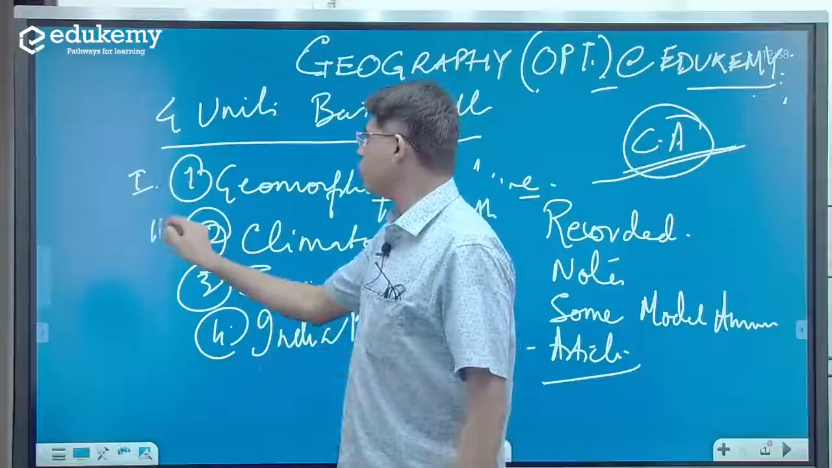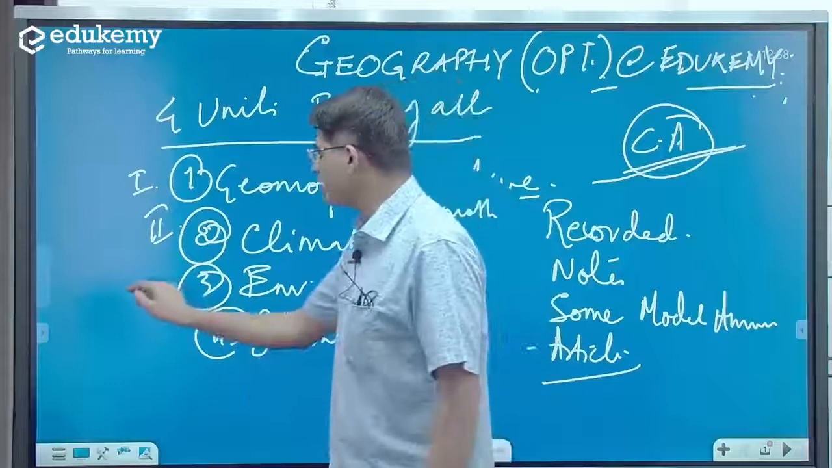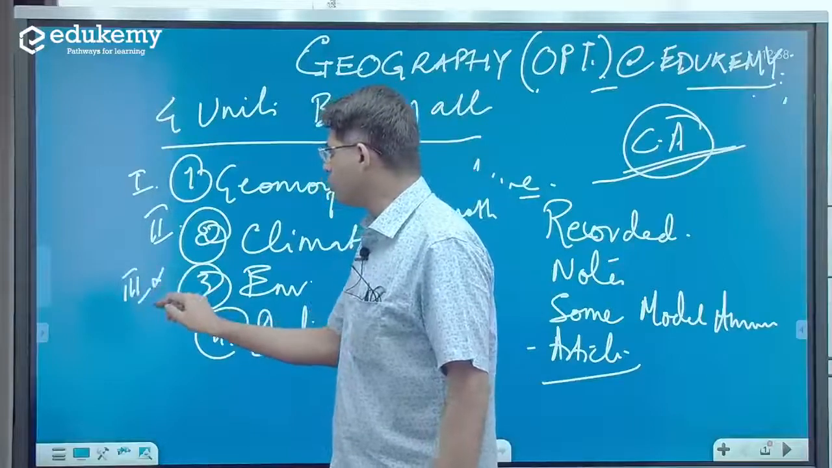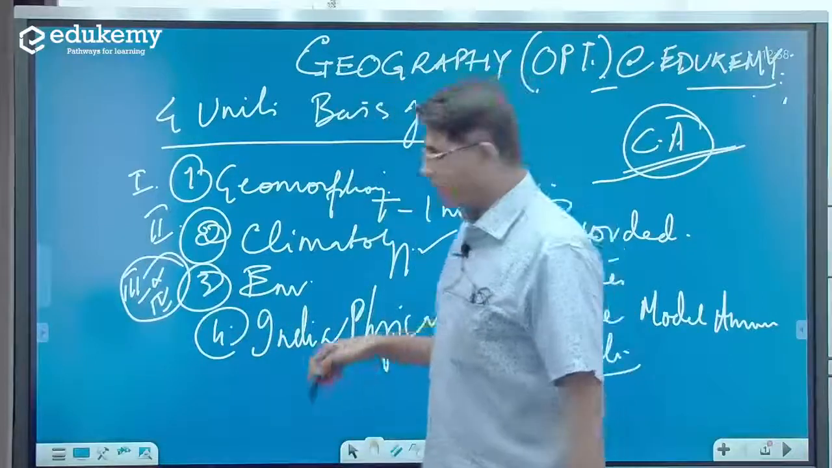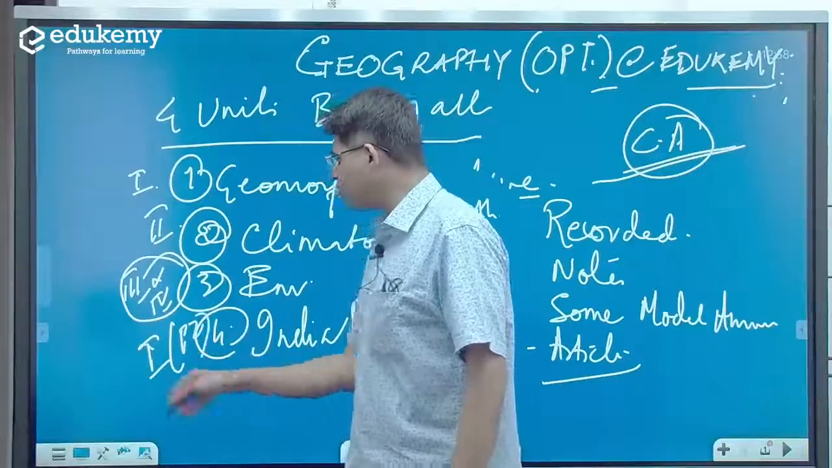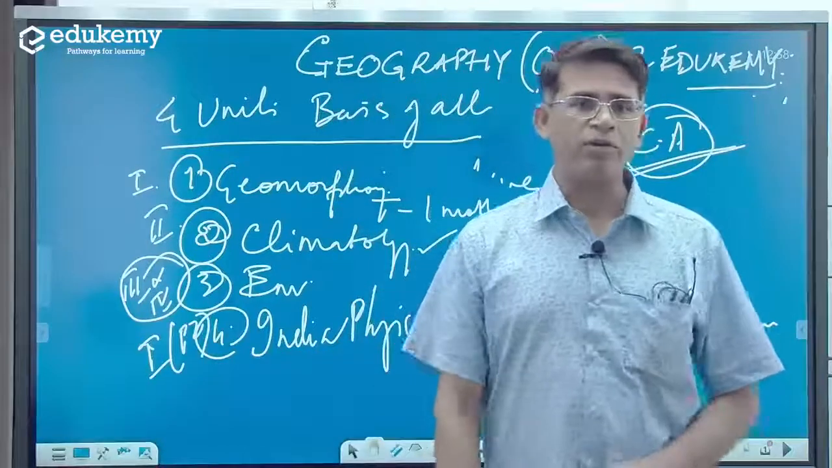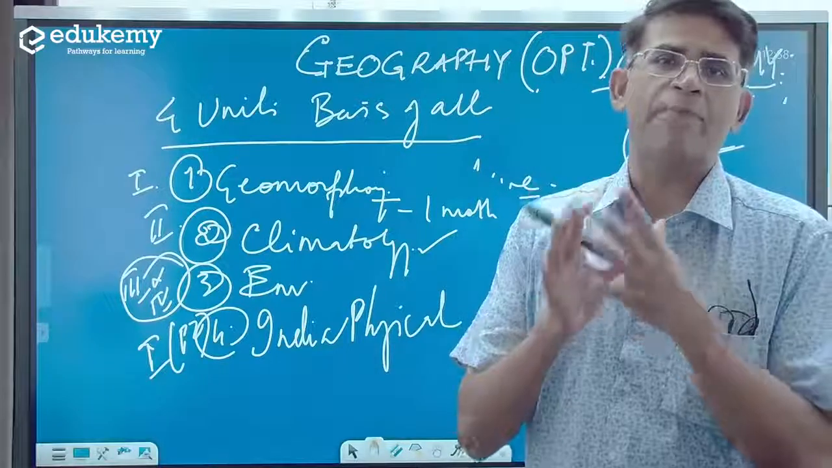So this topic is unit number 1 in paper 1. This is unit 2 in paper 2. This environment topic includes unit 3 and also unit 4 in paper 1. And Indian physical is part of unit 1 of paper 2. So these 4 topics are in many ways the fundamental pillars.